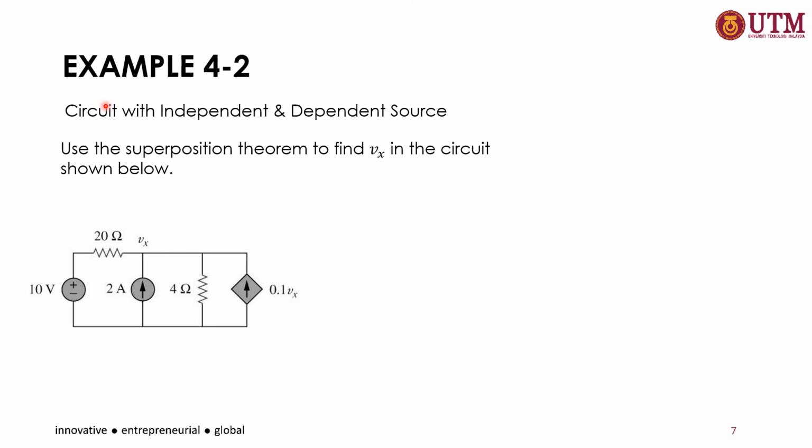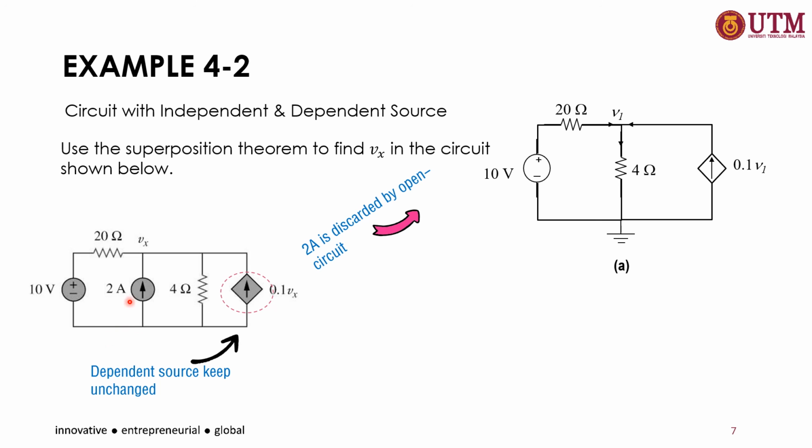And for example 4.2, this is a circuit with independent and dependent sources, where we use the superposition theorem to find Vx. This is Vx in the circuit shown below. Okay, so this is a dependent source, so we should just keep these dependent sources unchanged. And then the first step, we discard the 2 ampere source, where this will be an open circuit.